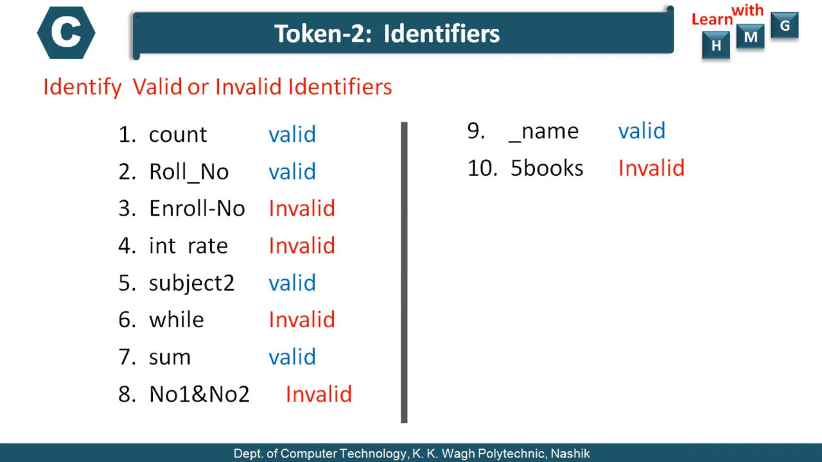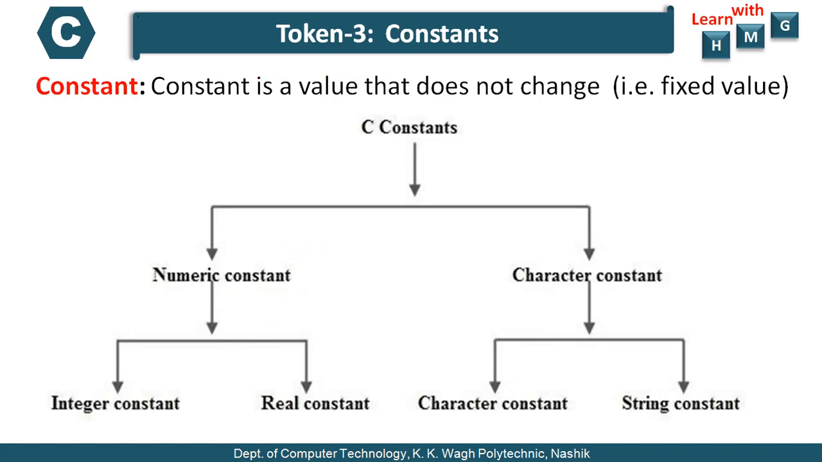Underscore name, so you may start your identifier with underscore as the first character, so it is a valid identifier. 5books, so 5 is the first character, which is a digit, which is against the rule, and that's why it is invalid. So whenever you are defining your variable name, array name, function name, etc., you should be careful about these 4 rules and use valid identifiers only.